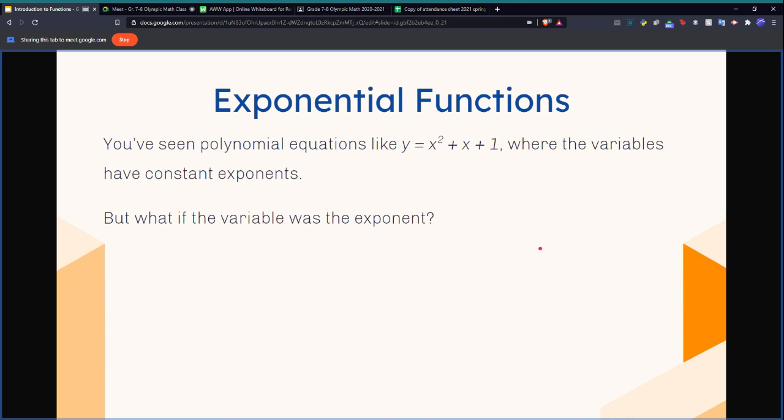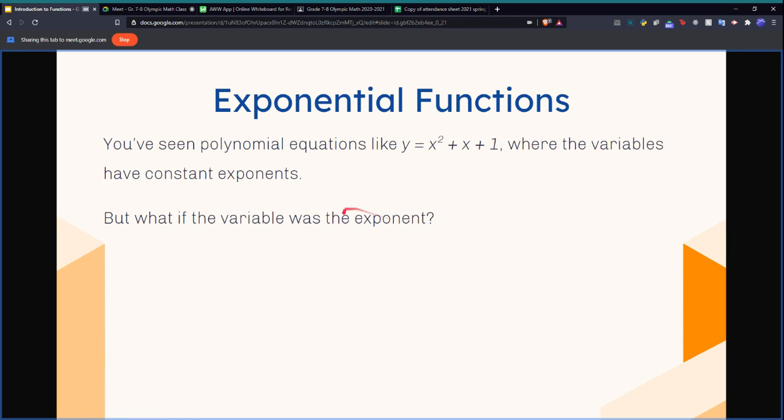That's okay. Now let's look at something called exponential functions. You've seen polynomial equations like y is equal to x squared plus x plus 1. In this case, the variables have constant exponents, right? So this x has an exponent of 2. This x has an exponent of 1. Although this is a constant, you say it has an exponent of 0, right? x to 0 would give you 1.